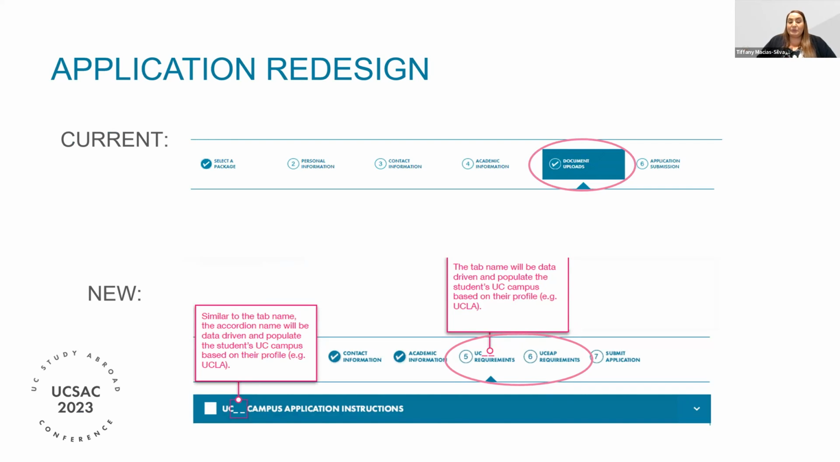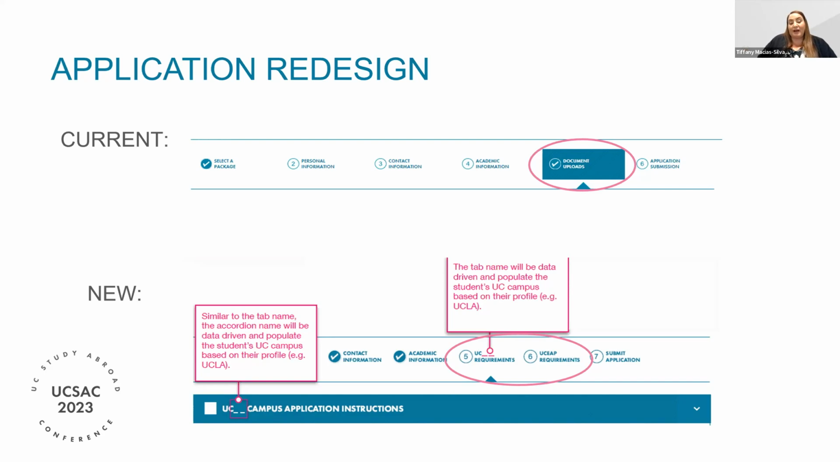So here you can see 2 images of the tabs in the UCEAP application. You can see in the current application, there's one document uploads tab where students would upload all of the required documents that are being collected in the portal. The system doesn't differentiate for the student which documents are for their campus and which are for UCEAP. When staff from both offices review the application, they must look through the full list of uploaded documents and ignore those that aren't required for their review.